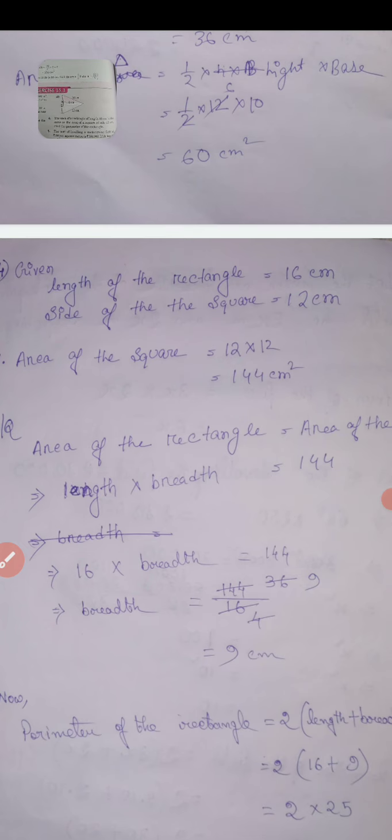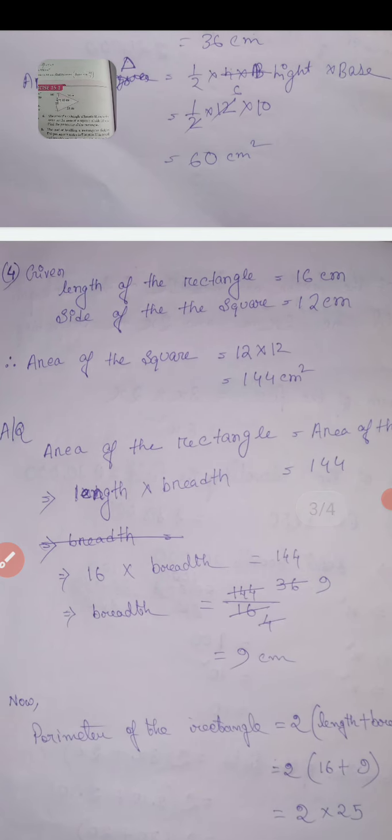Since we need only the area of the square, here the length of the rectangle is 16 cm, the side of the square is 12 centimeters. The area of the square will be what? 12 into 12, which gives us 144 cm square. Now we have the area of both the rectangle and the square, which is 144 cm square, and the length of the rectangle is given as 16 cm, and the area is given as 144.